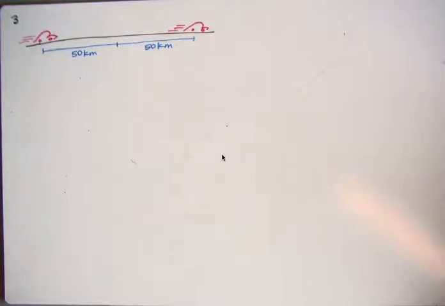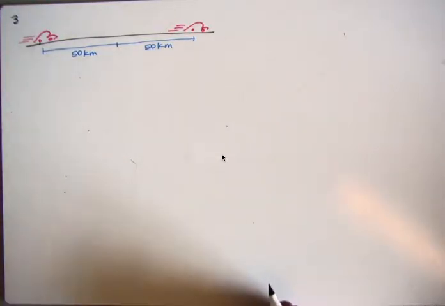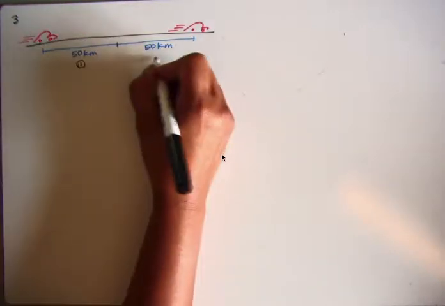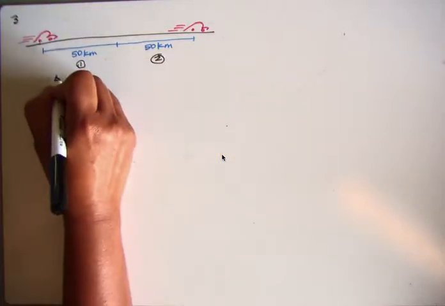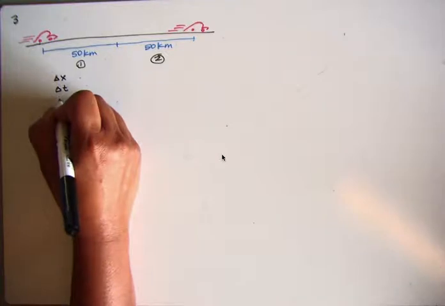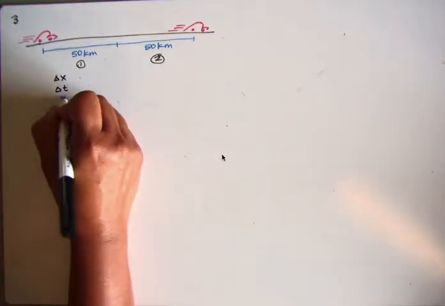So in this question, we have a race car, and we know that the average velocity for the whole race is 200 kilometers an hour. It's broken up into two parts, 50 kilometers and 50 kilometers. And like we have been doing, we'll write down our variables, delta t, delta x, and v for both.